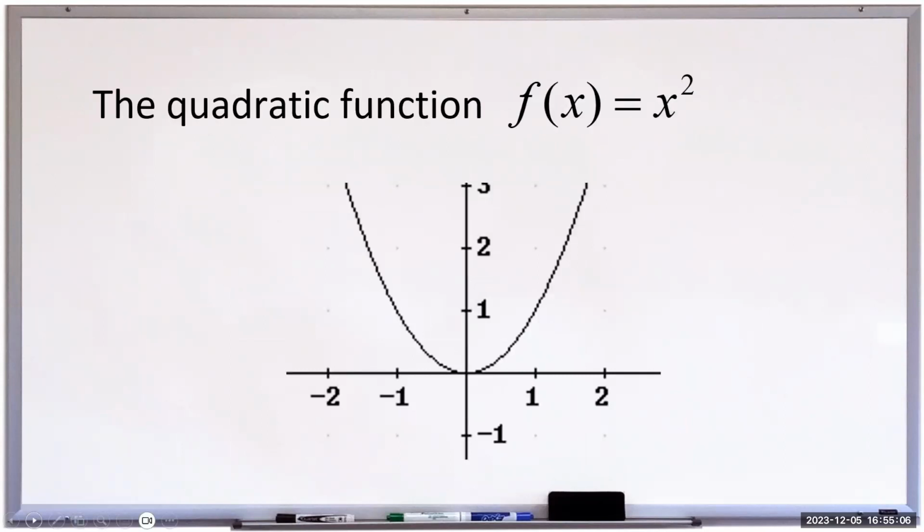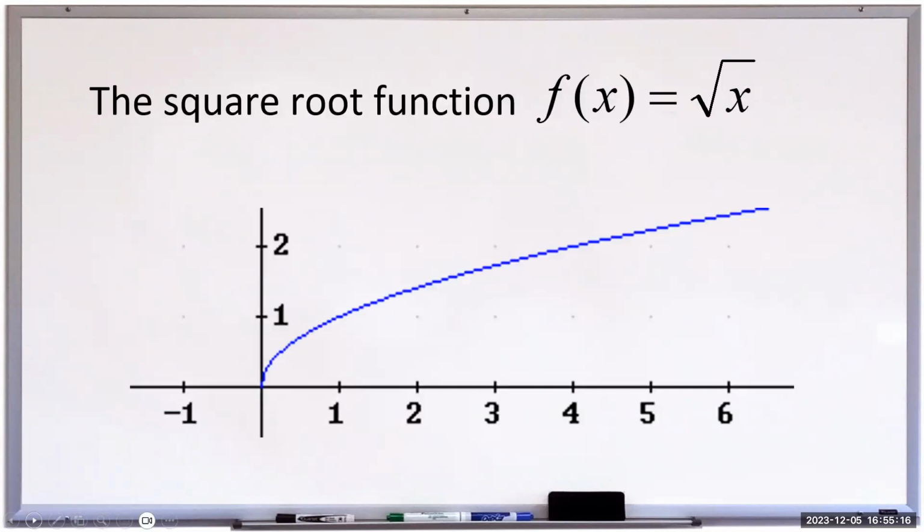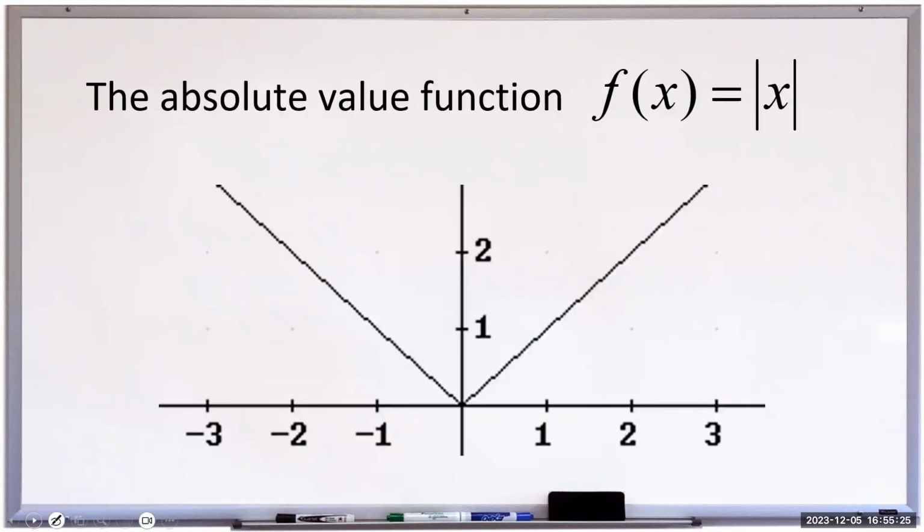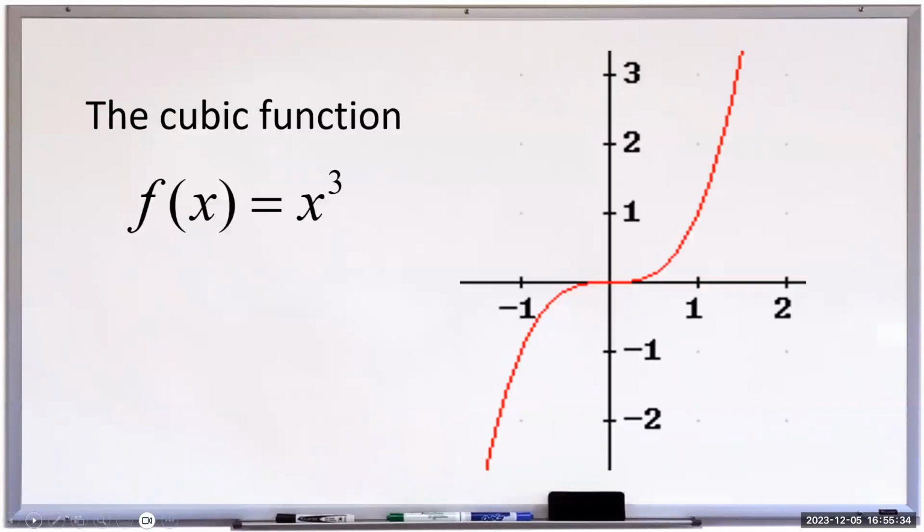For quadratic function, your basic parabola x squared looks like this one. The vertex is also at the origin. For your square root function, this is this one, the blue graph. The x and y intercept is at the origin. The absolute value function, the letter v, the vertex is at the origin. The cubic function, x cubed, okay? So you have here a point of inflection at the origin.